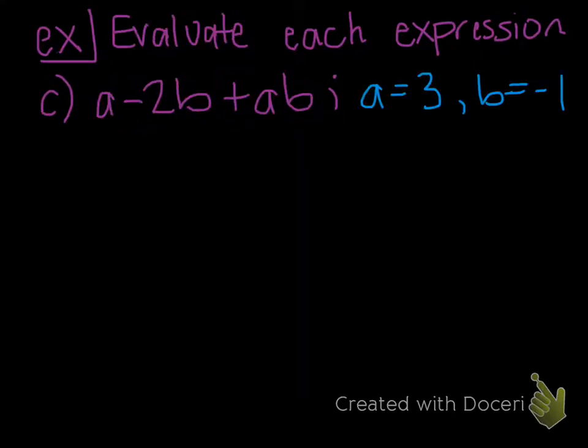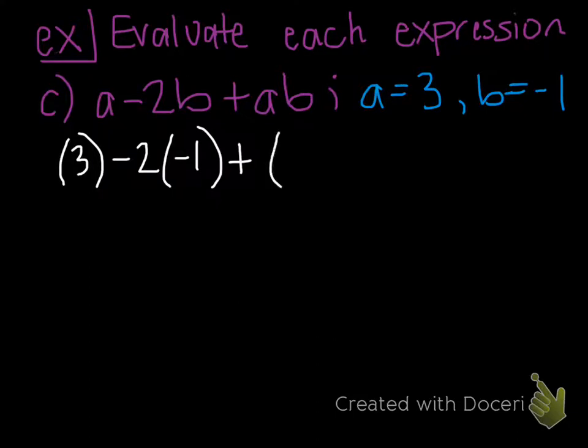Now we're going to talk about evaluating. So evaluating is I'm giving you a numerical value that represents each variable. So you're going to substitute them in. So here, everywhere I see A, I put 3. Everywhere I see B, I use negative 1. We typically use parentheses when we evaluate. So here I have 3 minus 2 times the quantity of negative 1 plus 3 times negative 1.